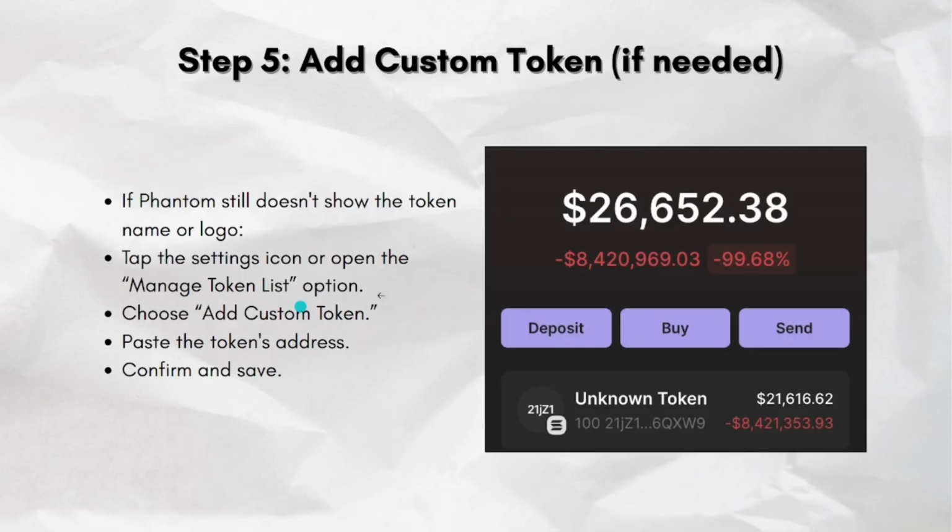And then step 5 and the last one is add custom token if needed. So if Phantom Wallet still doesn't show the token name or the logo, you have to tap on the settings icon or open the manage token list option and then choose add custom token. Then you just have to paste the token's address and then make sure to confirm and save.